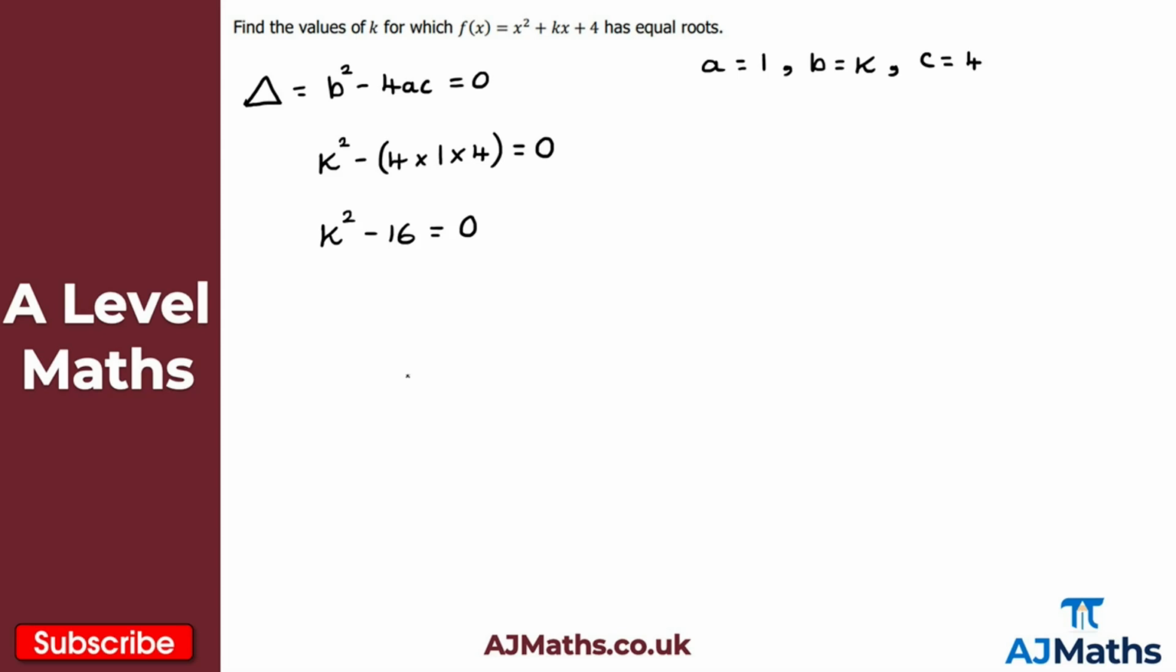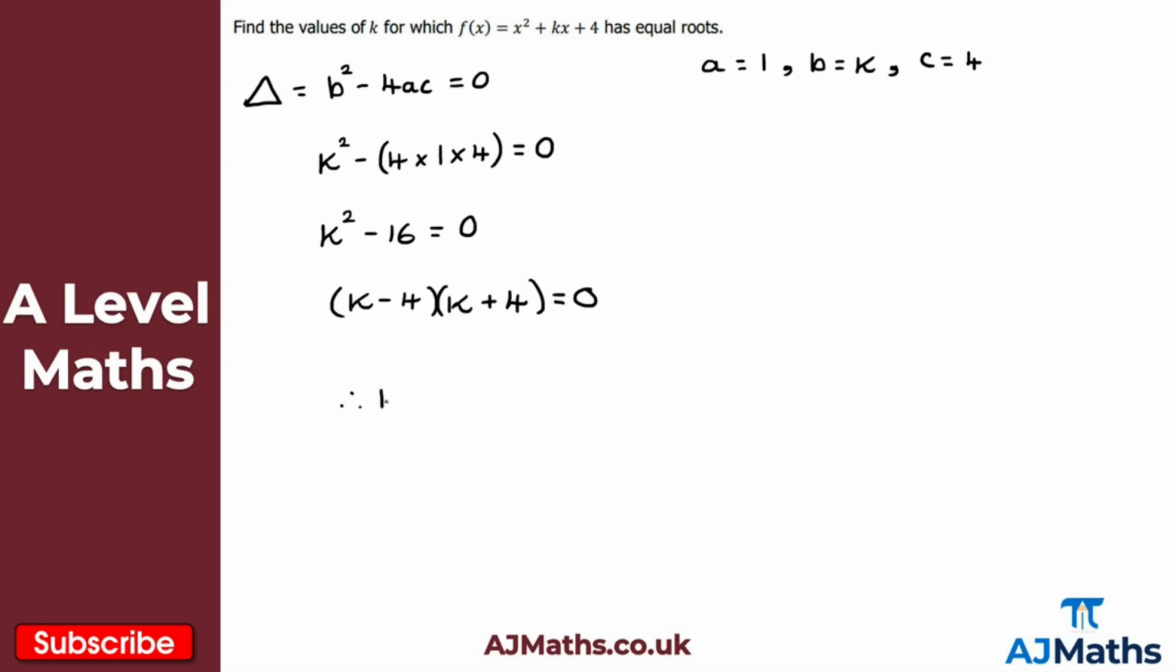And from here, it's up to you how you solve this, whether you take the 16 across to the other side and then take the square root, or just factorize from here. Absolutely fine either way. If I just factorize here, because this is the difference of two squares, then I'm going to get k minus 4 and k plus 4. So this is equal to 0. And from here, we can see our two solutions now for the values of k.